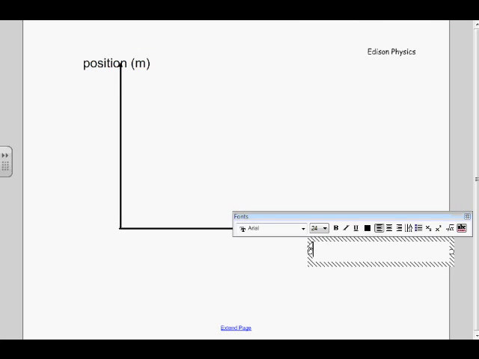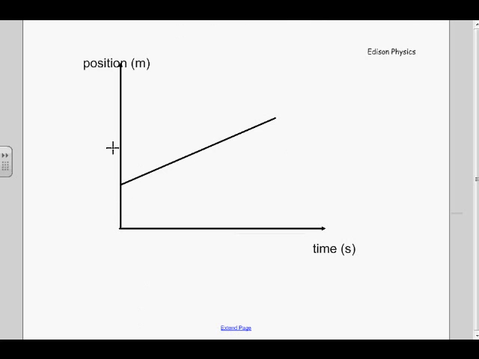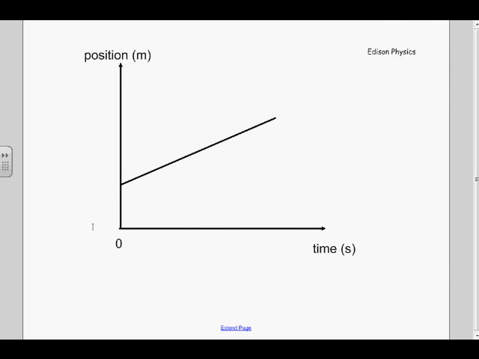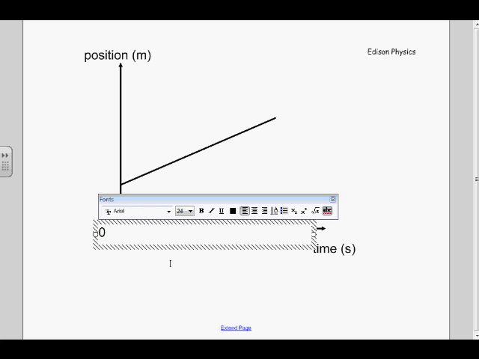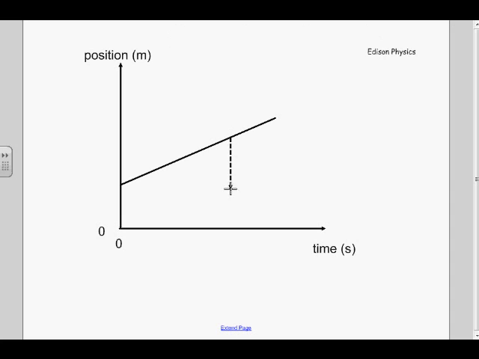And time. All right, and let's suppose this graph's nice and simple. It's just a line that looks like this. Now let's see what's really going on here. Let's say I'm going to start at 0. Both axes are going to start at 0. So this is 0 seconds. This is 0 meters. And sometime later, I'm going to call this time t.